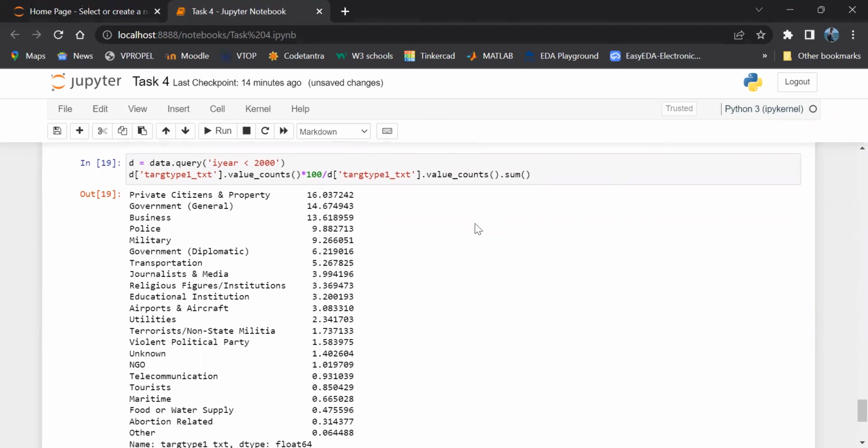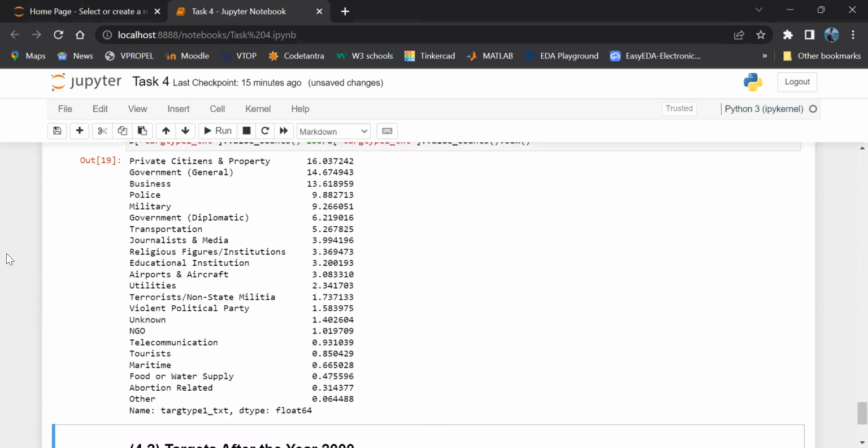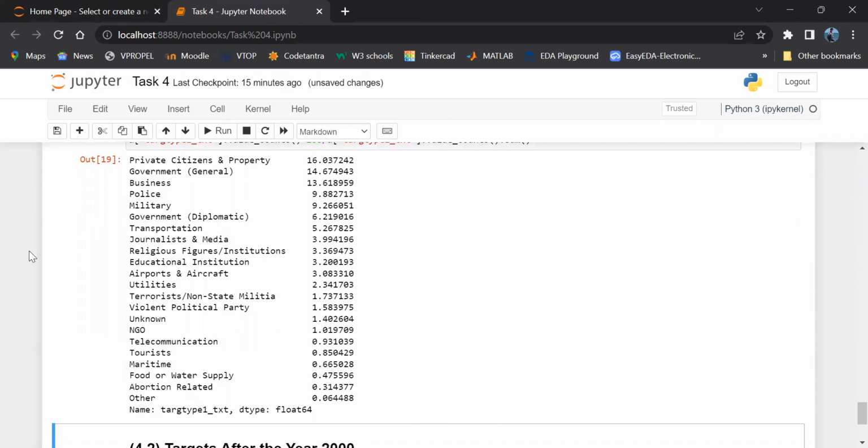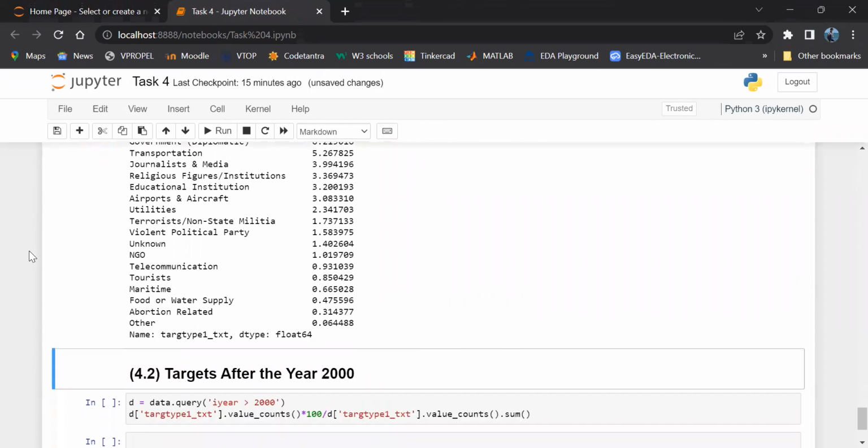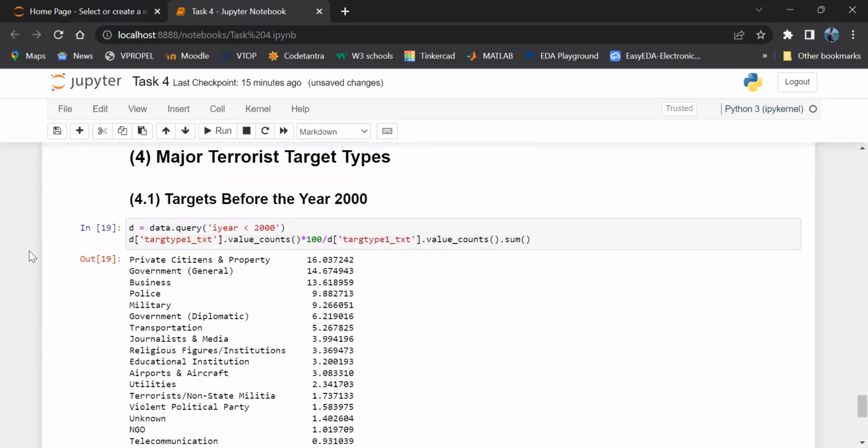So, in other words, private citizens and property, at only 16%, is the highest. Then comes the government, which is the second highest target for terrorists. Business is the third highest. Police is the fourth, military is the fifth, and so on. And so this was before 2000.